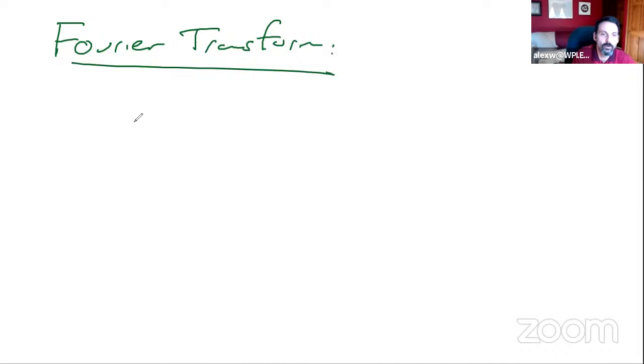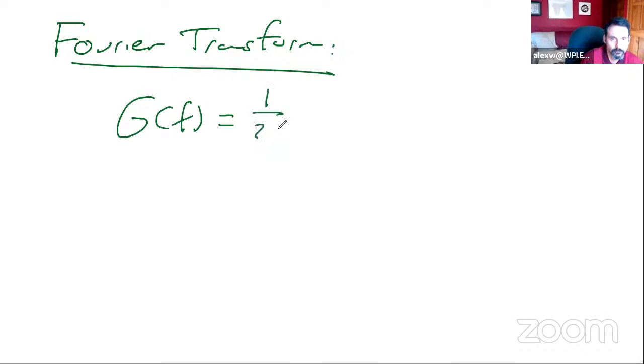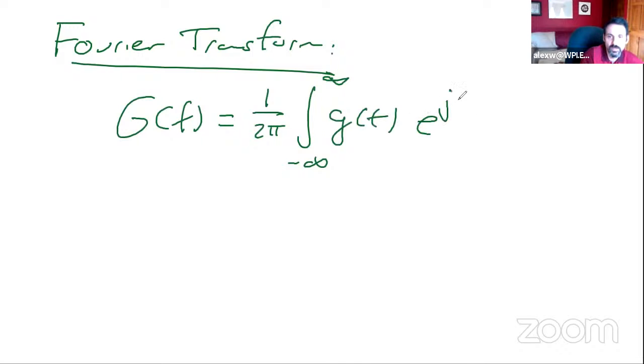The Fourier transform. Let's just make sure I get this right. What this would be, from minus infinity to infinity, is g of t e to the j 2 pi f of t dt, right?